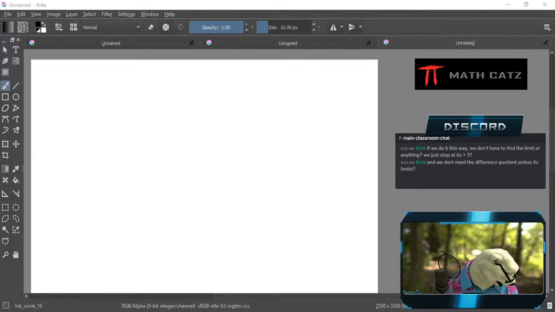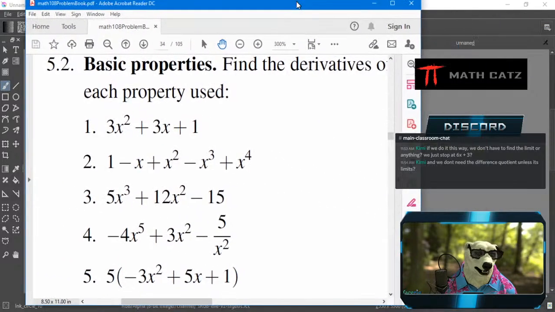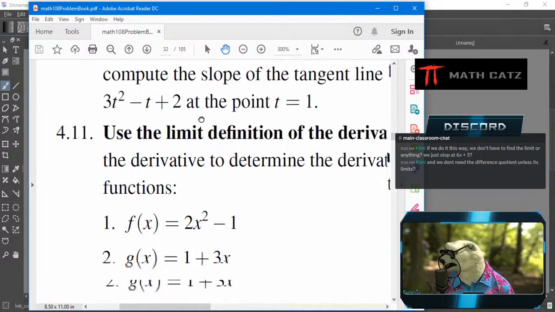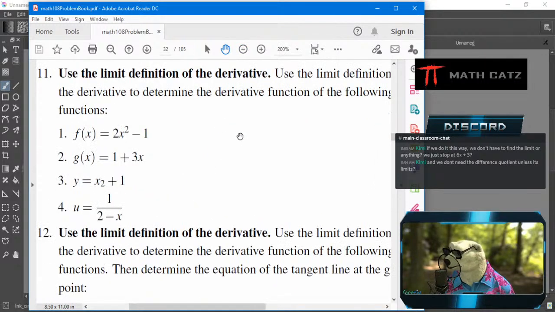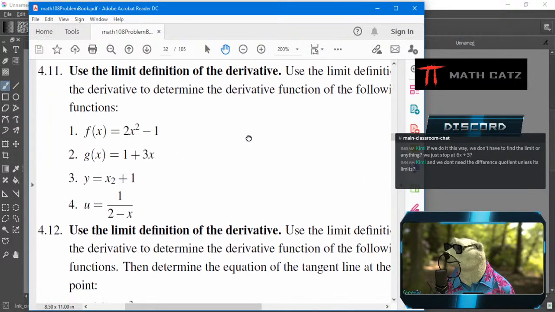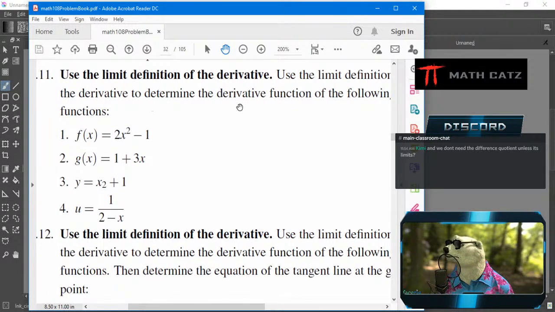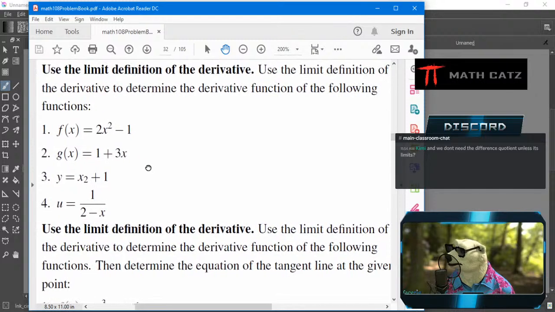Check a question here. If we do it this way, we don't have to find the limit or anything. No, the whole point is I don't want to touch that limit unless a question specifically says use the limit definition to determine the derivative. I will not do the limit because it is tedious, time consuming, difficult, messy, all of the bad stuff.